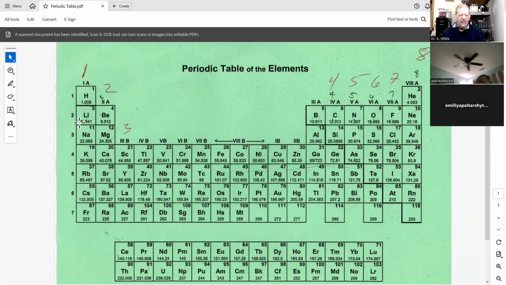Next column, underneath the number 2, are the alkaline earth metals. And the key ones are magnesium and calcium. By the way, Dr. White likes strontium, because when you throw strontium compounds into a fire, it makes it red. Dr. White's favorite color is red. Hold on. Red.